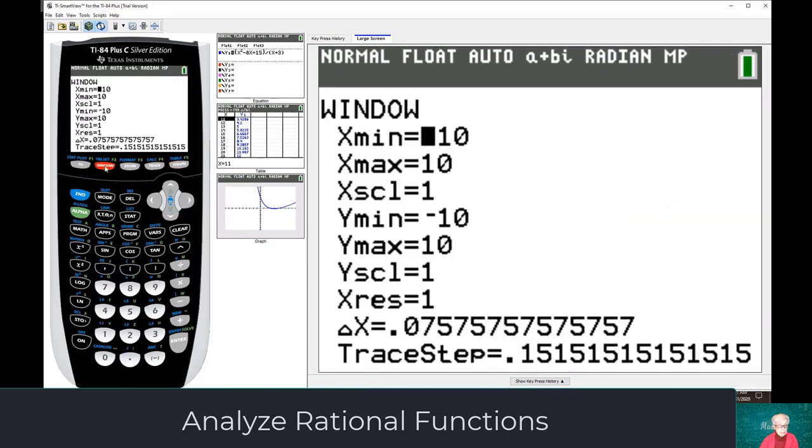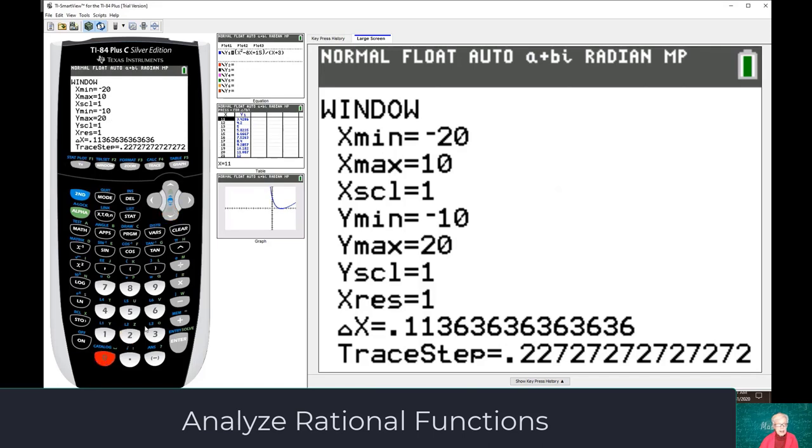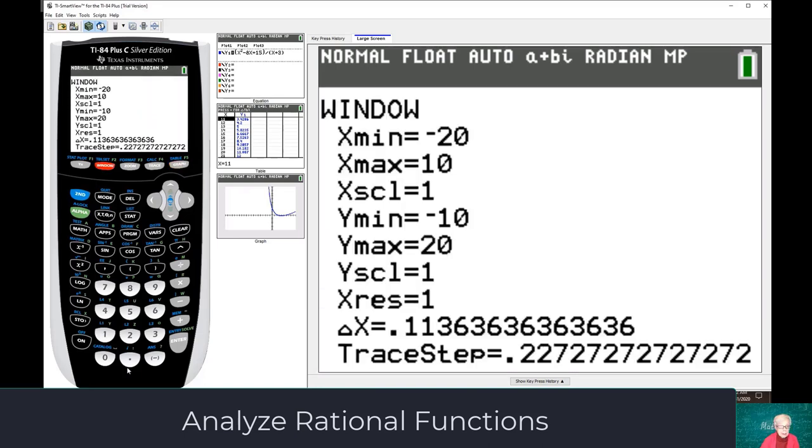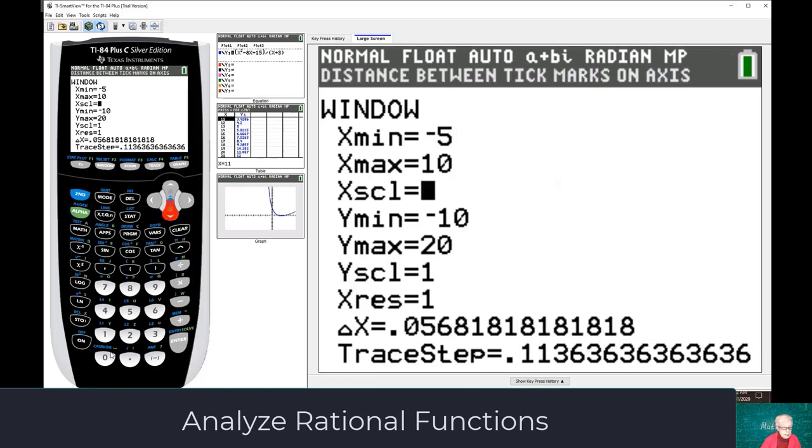So I'm going to go out to negative 20 in the x direction, and I'm going to go up to 20 in y max, and I just want to see if I can see more. There's bound to be something else. All right, just bear with me for a minute. Window. I'm going to go to negative 50 out to the left and make my scale 5, otherwise it'll be a big blobby line. You'll learn how to play with your calculator if you stick with math.